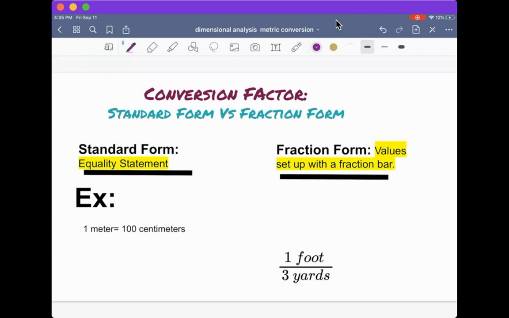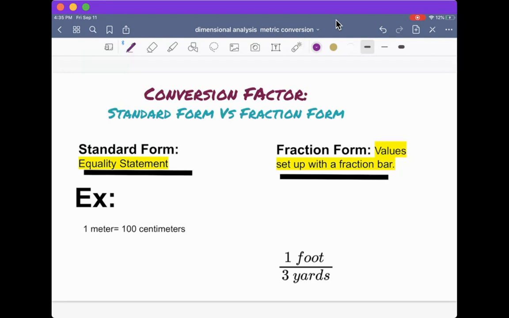All right, so let's look here at our first equality. The equality statement says that 1 meter equals 100 centimeters. So what the statement says is that for every 1 meter, there is inside of it 100 centimeters. You could also say it backwards, that for every 100 centimeters, it equals 1 meter. Okay, they mean the same thing.